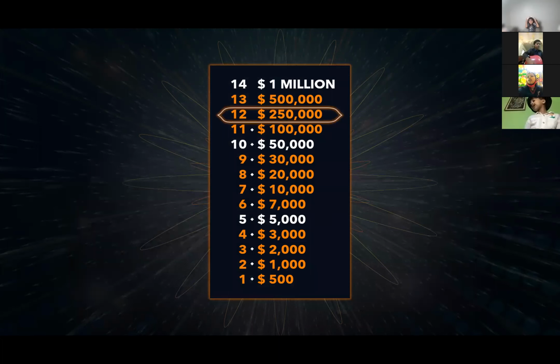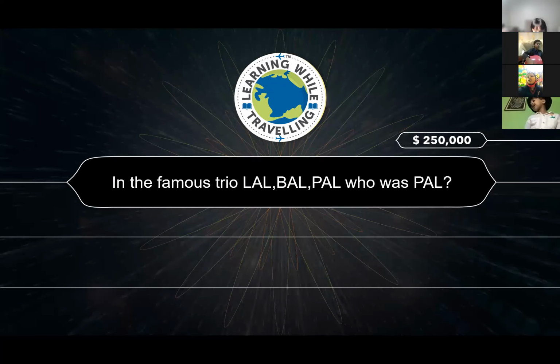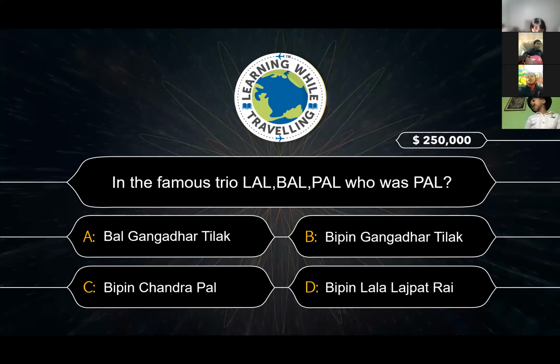Twelfth question is for $250,000. In the famous trio Lal Bal Pal, who is Pal? Options are A. Bal Gangadhar Tilak, B. Vipin Gangadhar Tilak, C. Vipin Chandra Pal, D. Lala Lajpat Rai.